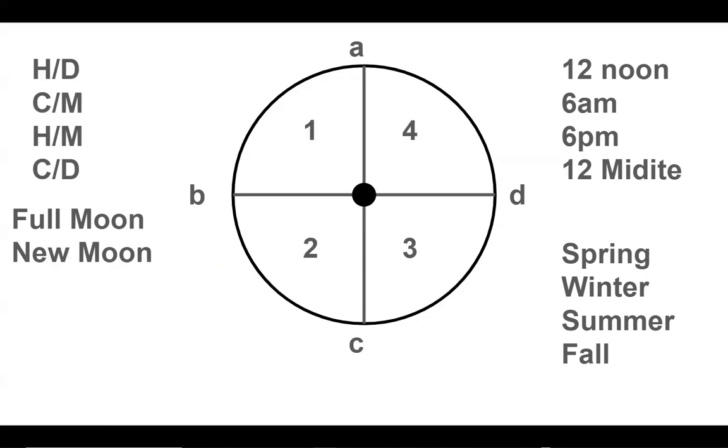Okay. You are 50% right, or you could be 50% wrong. The glass is either half full or half empty. B and D correspond to the equinoxes. A and C correspond to the solstices.